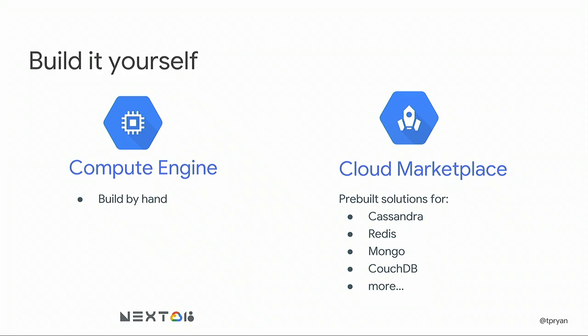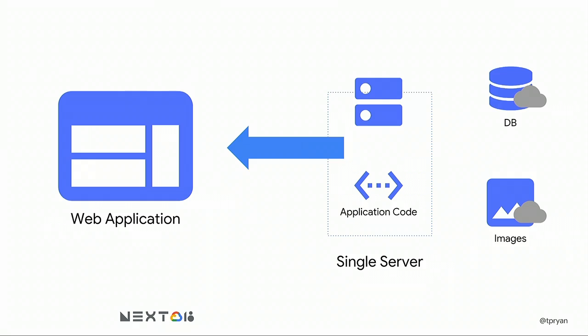We also have a thing called Cloud Marketplace, which just recently was renamed. If you're familiar with the platform, it's called Cloud Launcher. It's now Cloud Marketplace. And there are pre-built solutions for things like Cassandra, Redis, Mongo, CouchDB, and more. Now, it's important to note that we will not manage these for you, right? We one-click build these things, but then managing them is on you. It won't be the way our SQL boxes are.